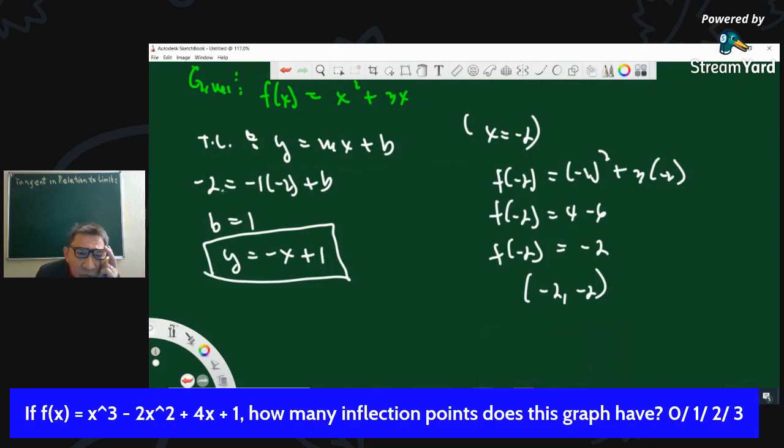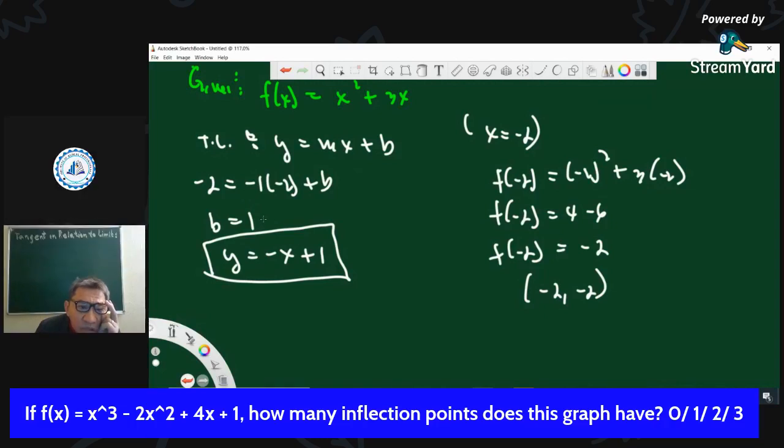negative 2, negative 1. This is positive 2. Oh, it's 0.